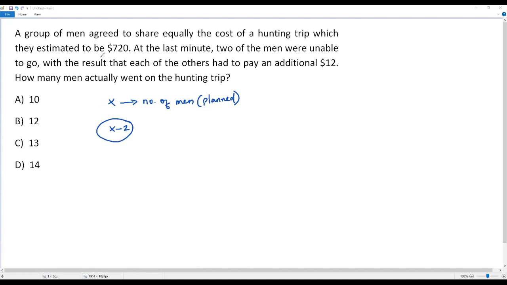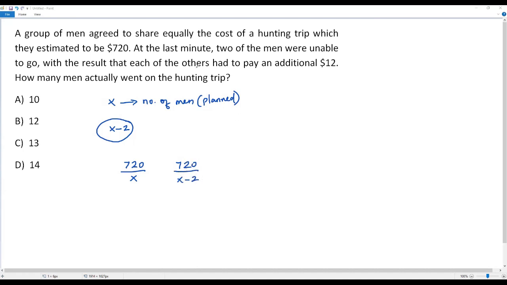Okay, here we know that the estimated cost is $720, the total cost. If x number of men had gone on the hunting trip, then the share of each person is, we have to divide the total cost by the number of men, that is 720 over x. So this is the share for each person if x number of men had gone on the hunting trip. But only x minus 2 men went on the hunting trip. In that case, for the share of each person, again we have to divide the total cost by the number of men, x minus 2.